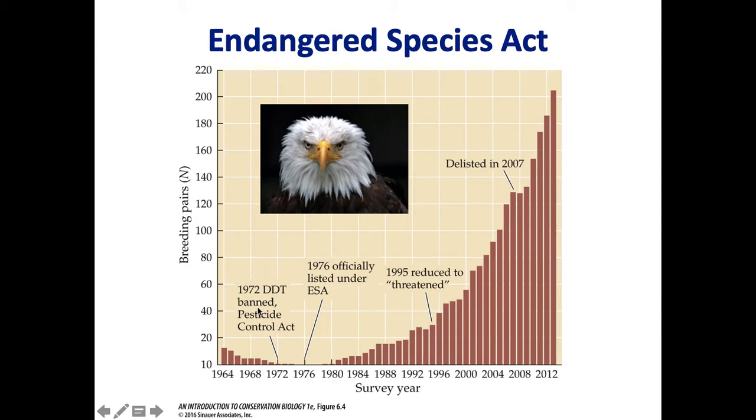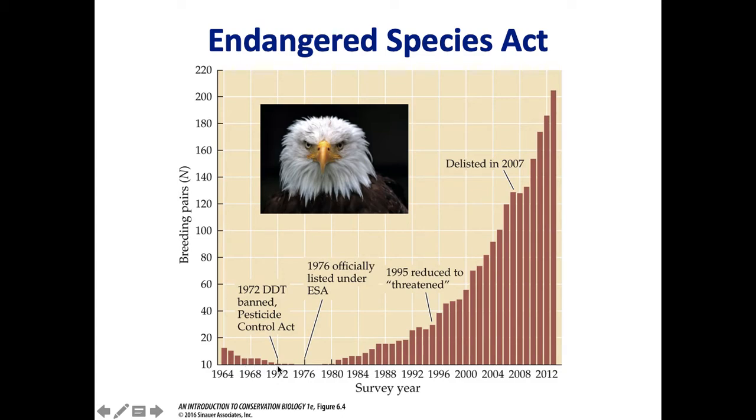And DDT is that chemical that causes bird eggshells to thin, and those eggs would crack when the birds were sitting on and incubating their eggs. And this happened to bald eagles. And so you can see the number of breeding pairs in the United States was dwindling down.